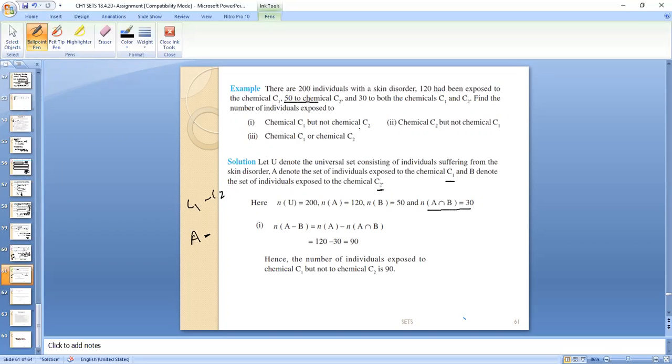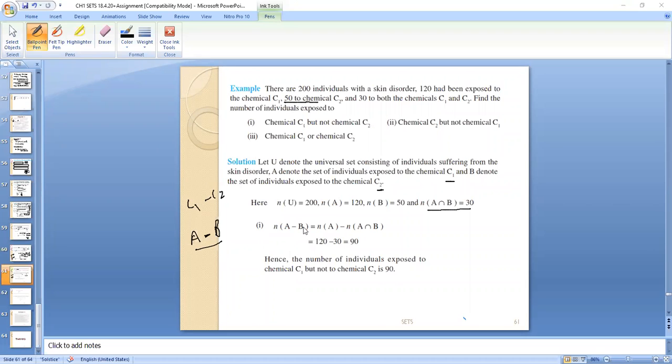Chemical C2 but not chemical C1, or C1 but not C2. So we will be taking the difference of sets A and B. We will be calculating the number of elements in A minus B. Chemical C1 should be there, that is, the elements of A, but not C2. We will be subtracting C2, that means elements of B, from set A, right?